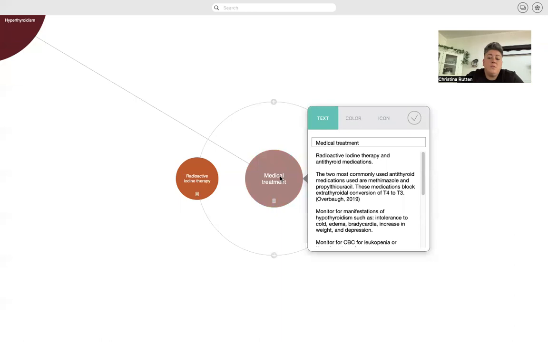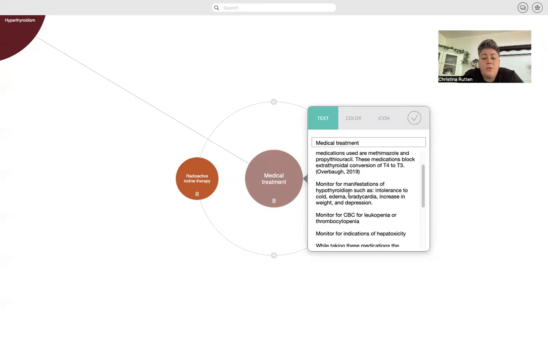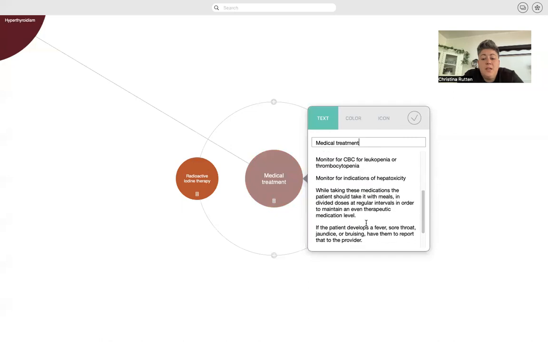You'll want to monitor for manifestations of hypothyroidism, such as intolerance to cold, edema, bradycardia, increase in weight, and depression. You're going to monitor the CBC for leukopenia or thrombocytopenia. Monitor for indications of hepatotoxicity.